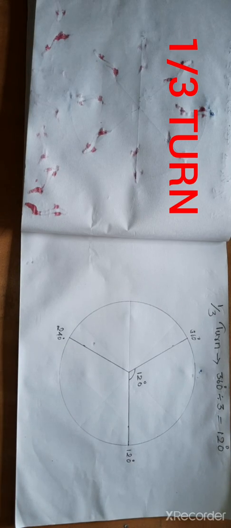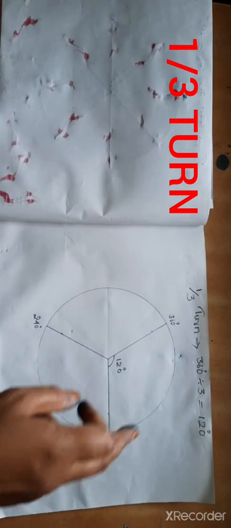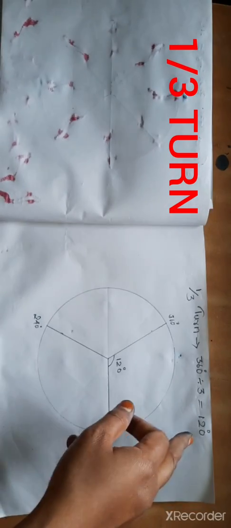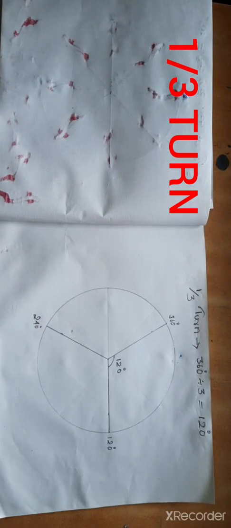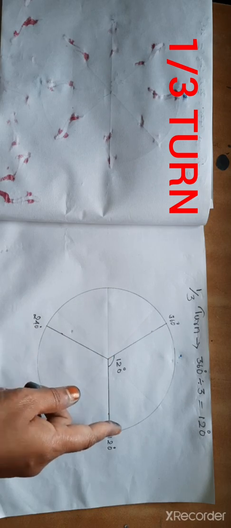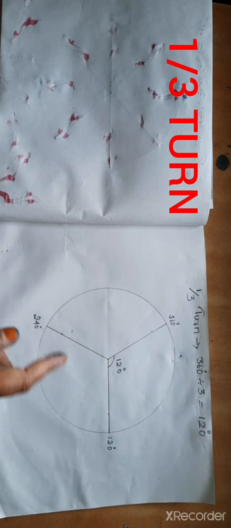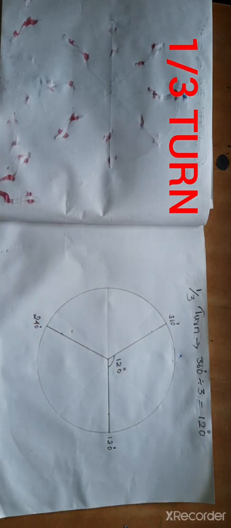Now let us try to understand what is 1/3 turn. 1/3 turn means 360 degrees divided into 3 equal parts, and one part will be equal to 120 degrees. See, this is 120 degrees, this part is also 120 degrees, and this part is also 120 degrees.